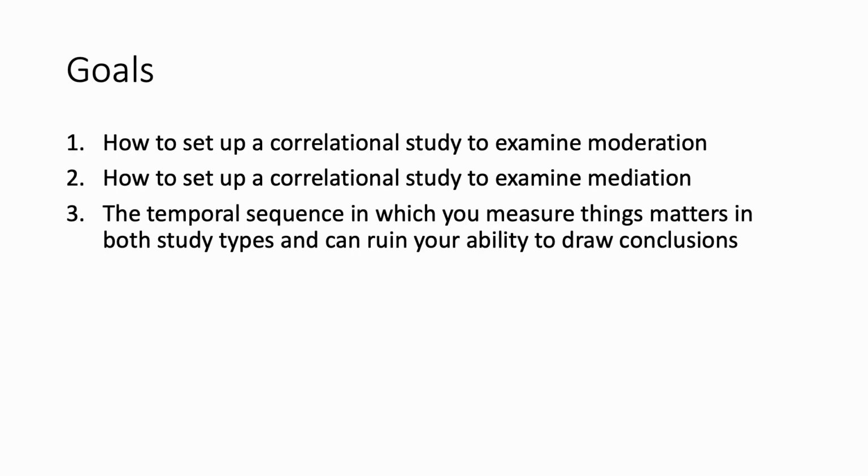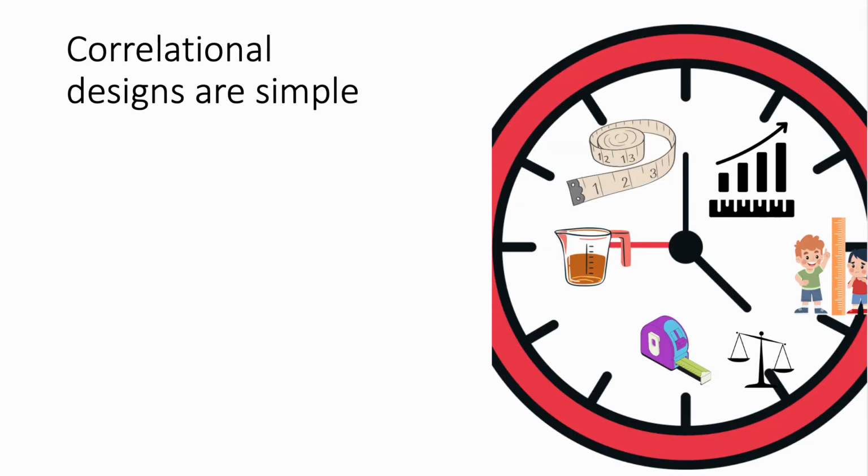Today, our goals are to learn how to set up correlational designs that test mediation and moderation. The most important thing we're going to learn is that the temporal sequence, the order in which you measure things, matters a ton. Correlational designs are simple. You measure a bunch of things all at the same time in one study. However, people can't actually complete 2 measures at the same time, so you have to choose the order.